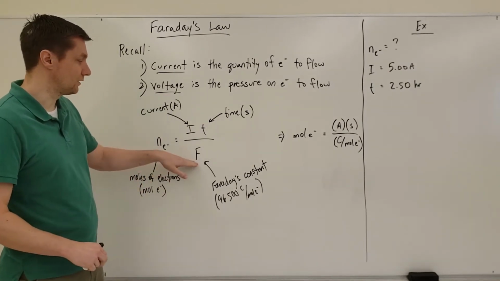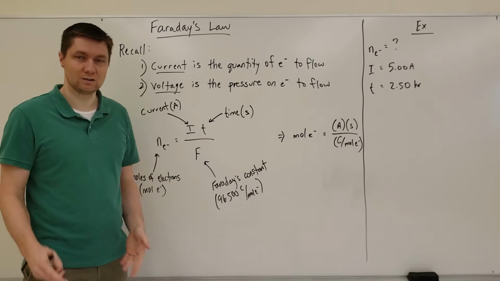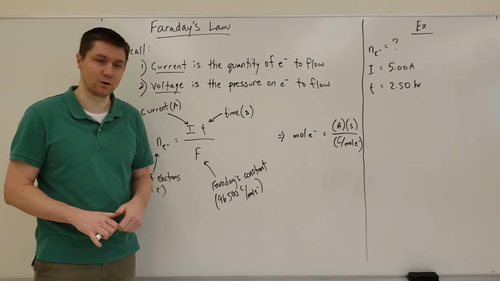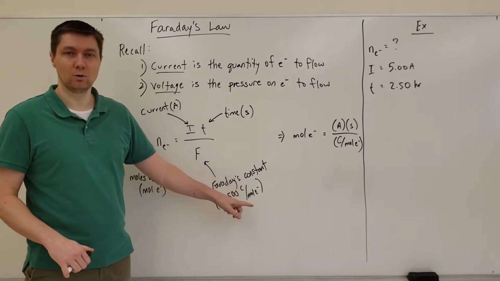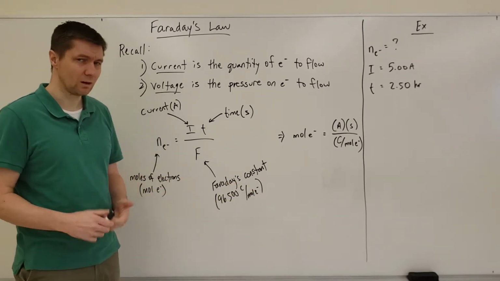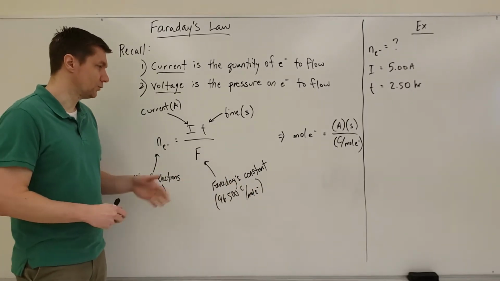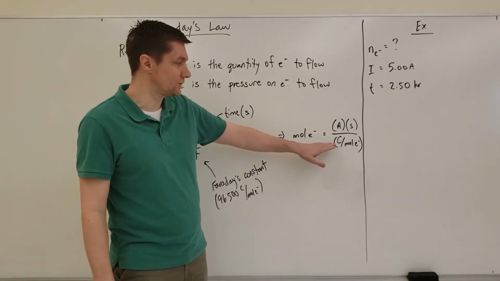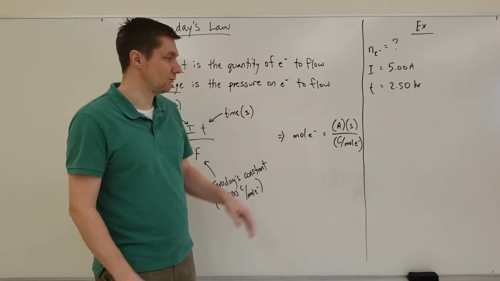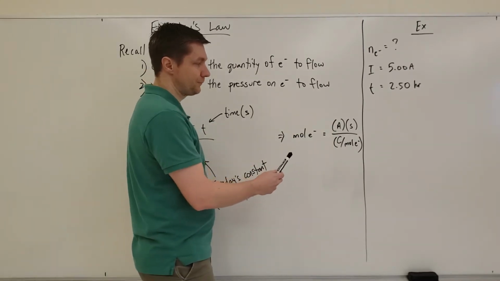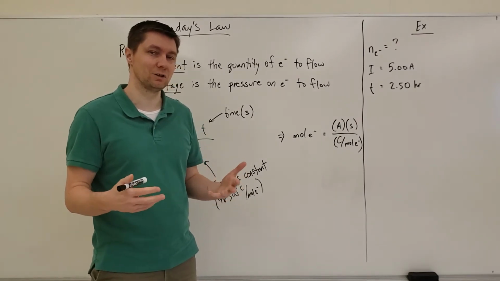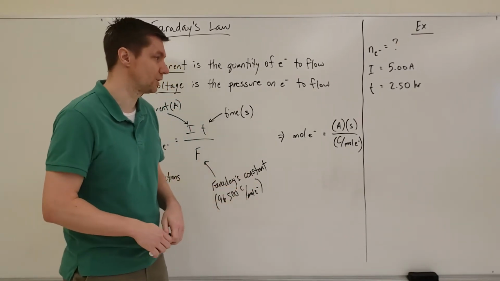And then Faraday's constant is just a constant. It's found in your data booklet, but here it is on the board as well, 96,500 coulombs per mole of electrons. So those are the units. If I plug those units in over here into this formula, you can see how these things are arranged. And you might ask, well, okay, so how do the units cancel here? Because it doesn't really look like I'm left with just moles of electrons.